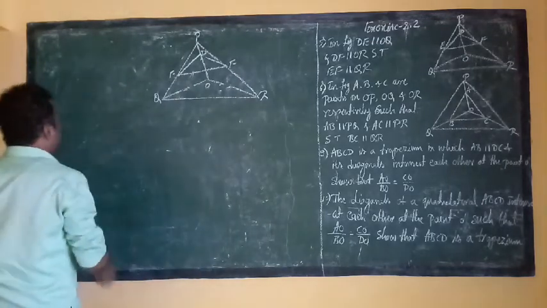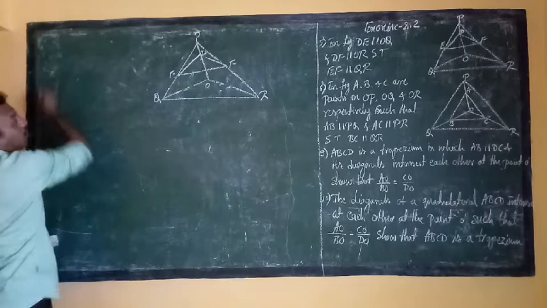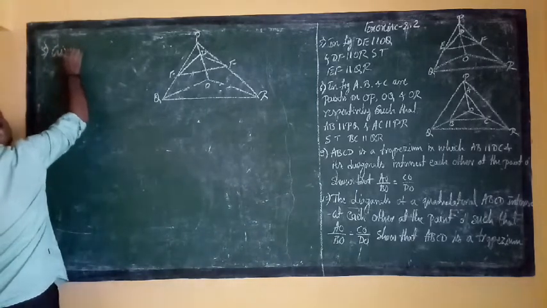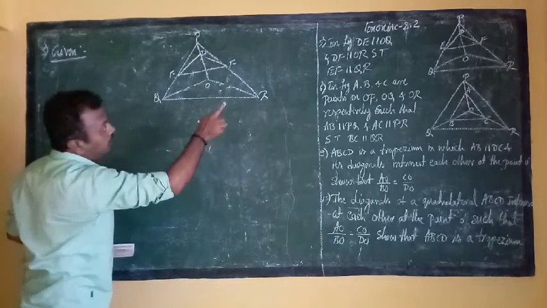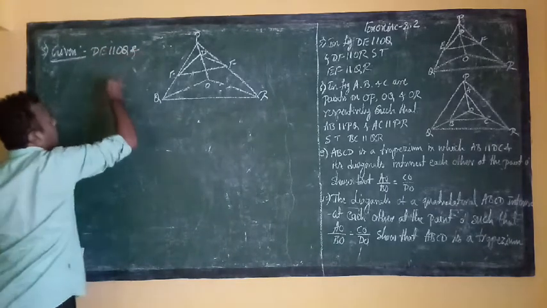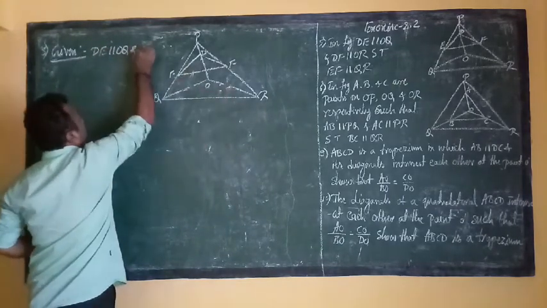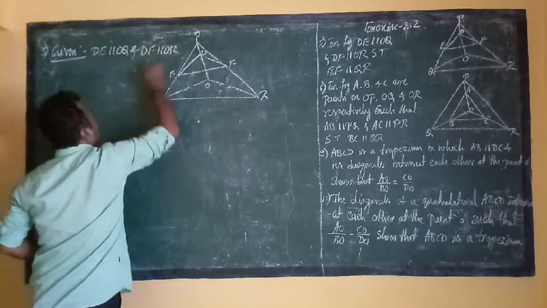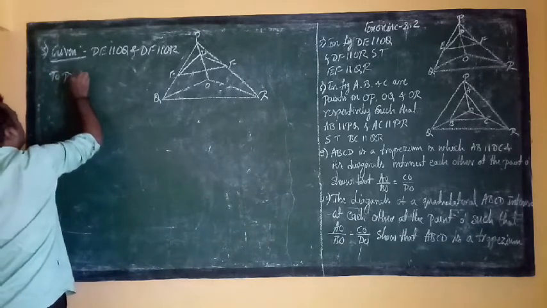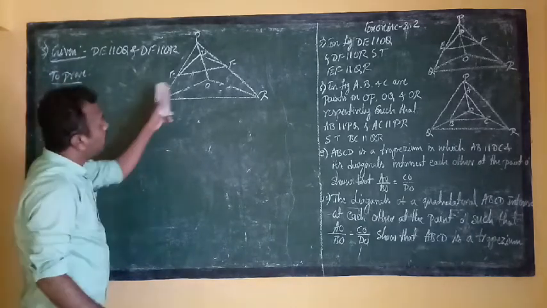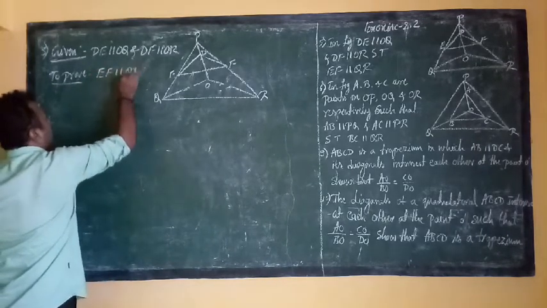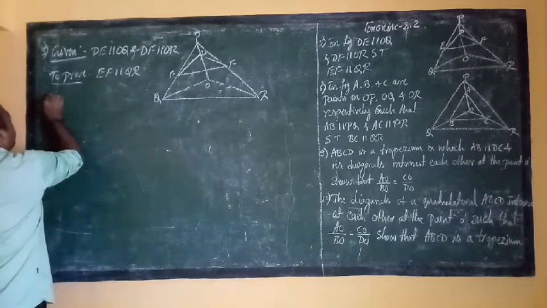Okay, see students. First, the question number is five. Solution. First I will write the given. What is given? DE is parallel to OQ and DF is parallel to OR. This is given. Next, what do we have to prove? To prove: EF is parallel to QR. Correct. Next, proof.